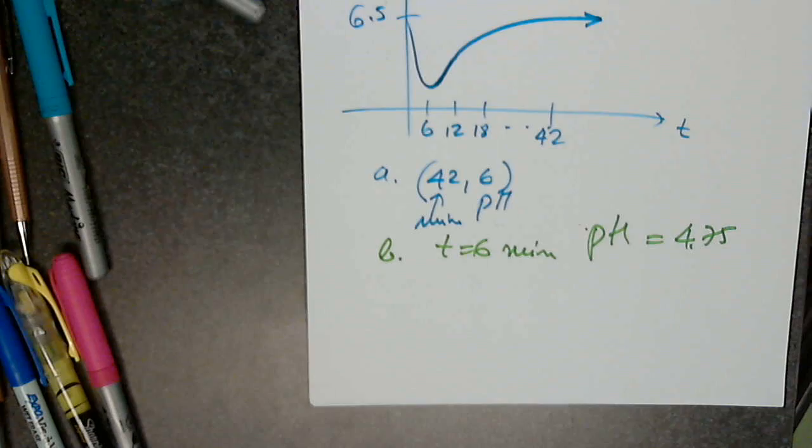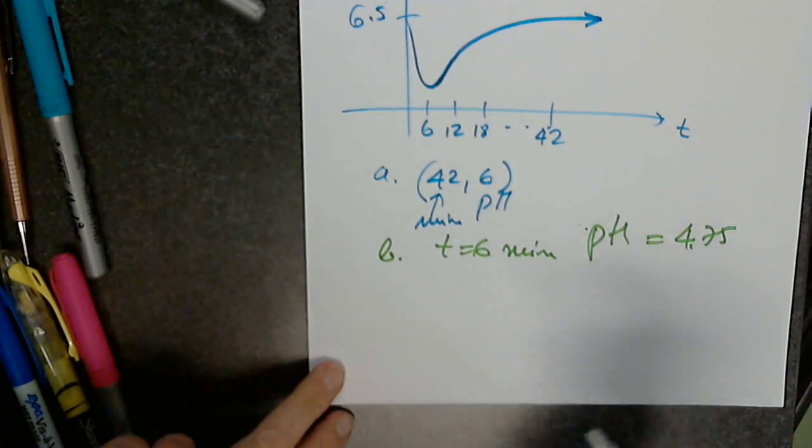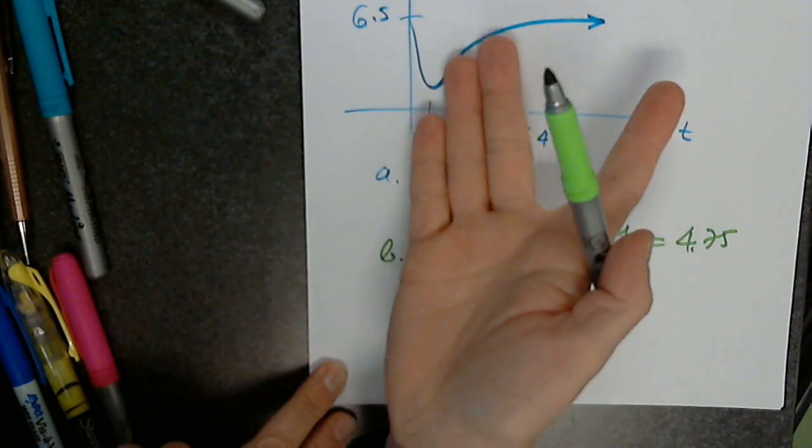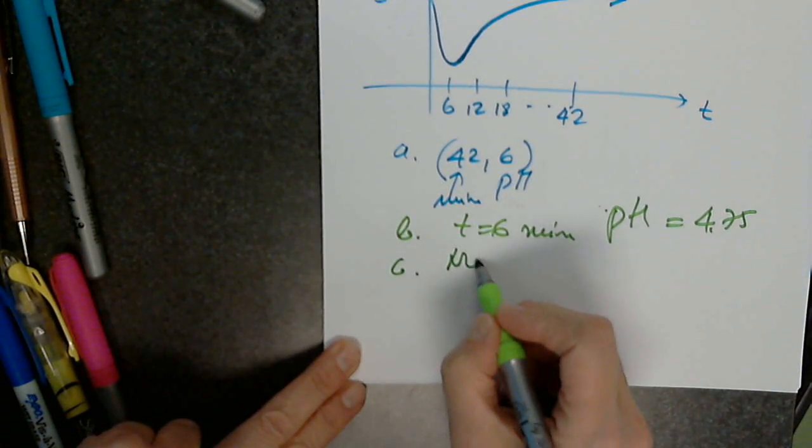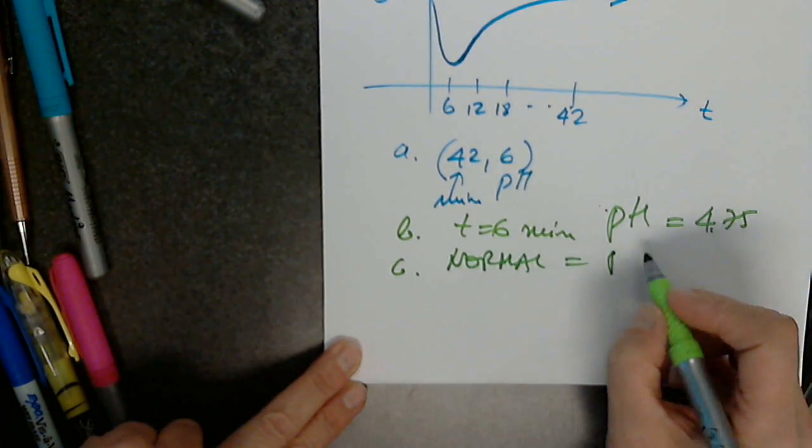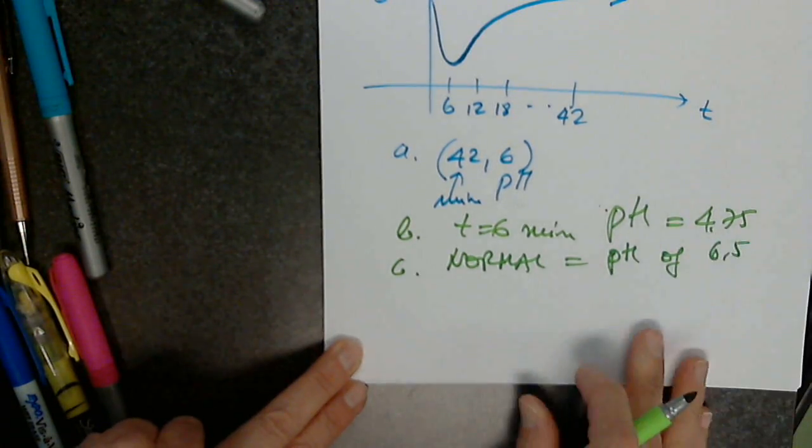Okay, part C. According to the graph, what is the normal pH level of the human mouth? So I put sugar in my mouth. 6 minutes later, my pH level dropped to 4.75 from 6.5. And then, assuming I'm not continuing eating sugar, I leave it alone, and then the pH level continues to come back to normal. What is the normal? 6.5. The horizontal asymptote, the tendency, the pattern, right? It goes back to normal. So C, normal, appears to be the pH level of 6.5.